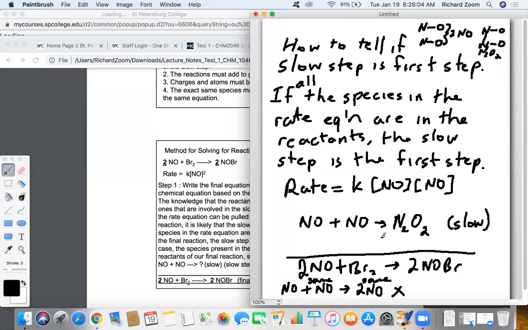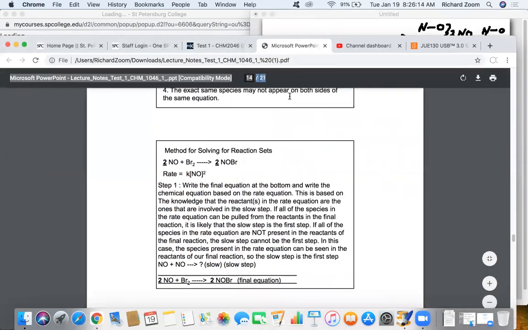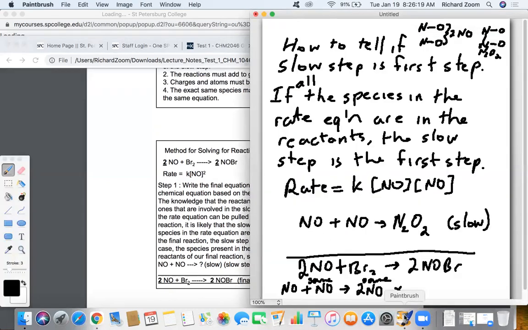Can you show what it says under 4? It says the exact same species may not. Sure. It says the exact same species may not appear on both sides of the same equation. So when it says that, it means it may not, it cannot. You're not allowed to do that. So that's why I can't do two NOs. I can do N2O2 because that's a single molecule that's different to two separate ones. But I can't just say NO plus NO is equal to 2NO because that's the same thing. I'm not changing anything by doing that.